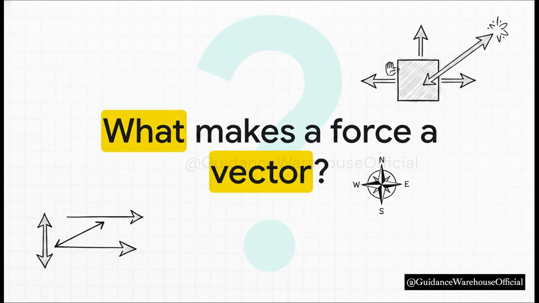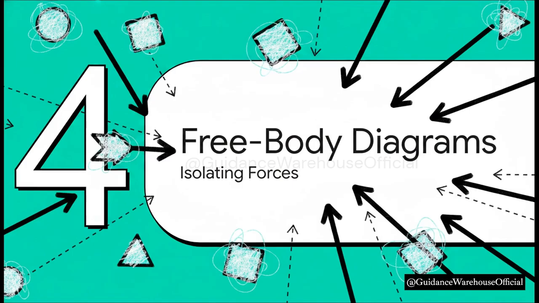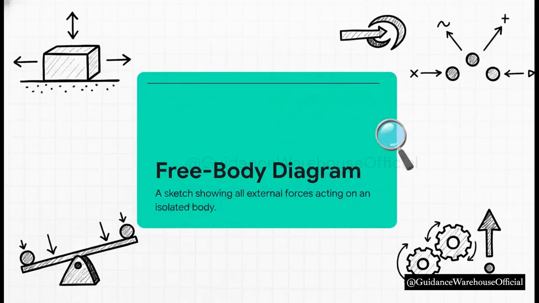Direction absolutely matters. So, if we have all these invisible vector forces pushing and pulling on objects in all sorts of different directions, how do we visually map them out without getting totally confused? That brings us to Section 4, drawing free body diagrams, isolating the forces. To do this, we use one of the most powerful tools in dynamics, the free body diagram. This is a visual technique used to illustrate every single external force acting on a specific, isolated body.